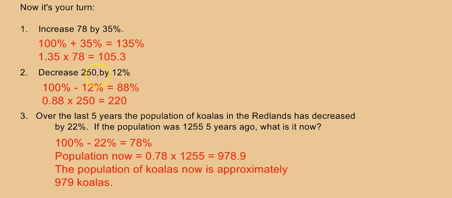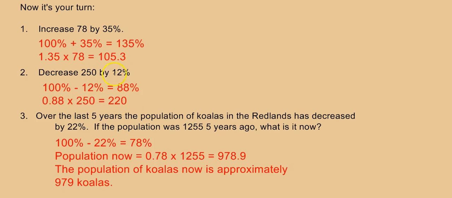Let's look at the decrease 250 by 12%. Decreasing a whole by 12% means 100% minus 12%. That part you probably can do in your head, is equal to 88%. 88% of 250, 88 zip zip, 0.88 times 250 is 220.